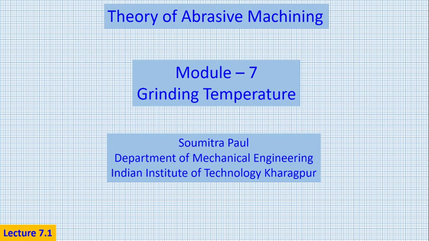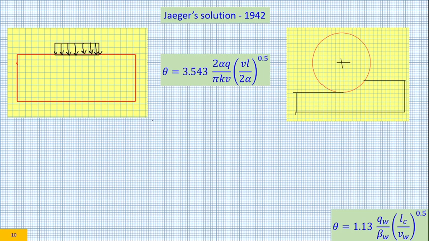Good morning once again. So now we would be discussing the third part of 7.1 lecture. So this is lecture number 7.1. A and B, these two parts are done. So this is 7.1c. In 7.1c, we will try to estimate theta W or grinding temperature. So that's what we are going to do.